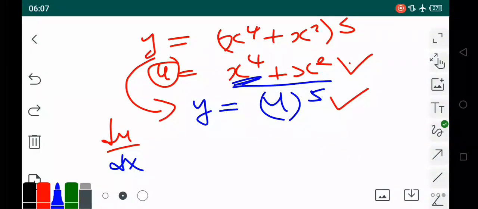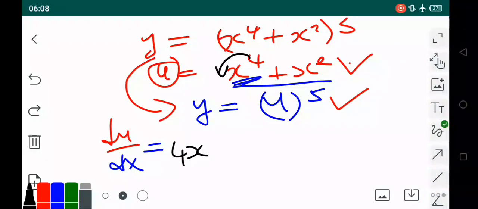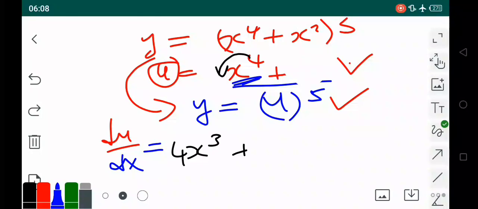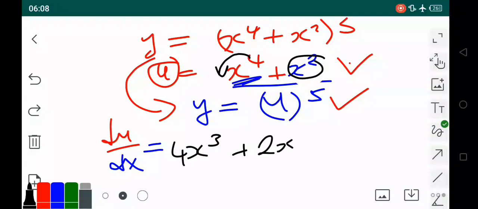So du over dx, you go back to the standard principle. This is going to multiply with the coefficient, so it's going to be 4x, and minus 1 from the power, so we have to the power 3, plus, now remember that this is x to the power 2. I just want you to know that. Go back here, so differentiating this term is just going to be 2x.